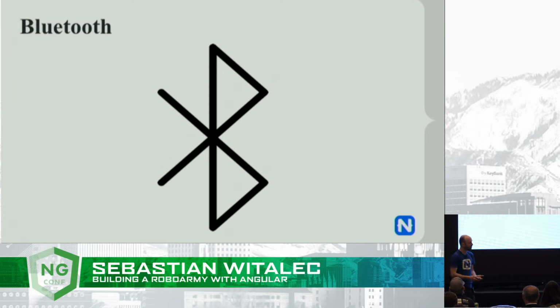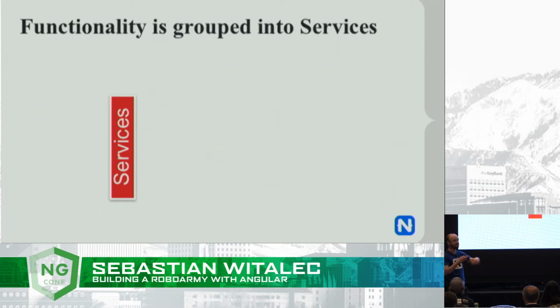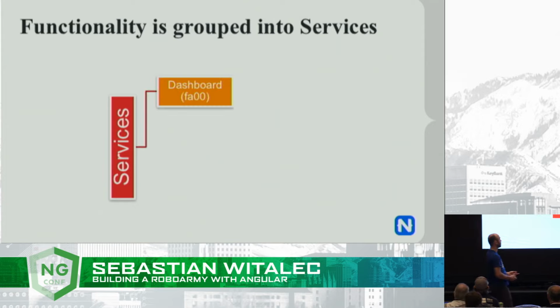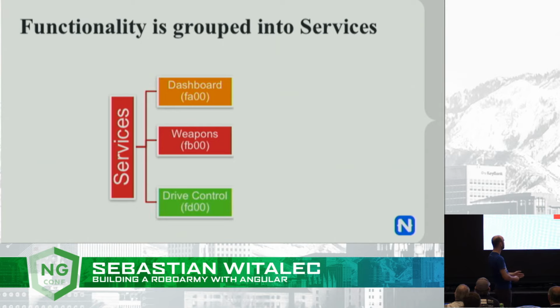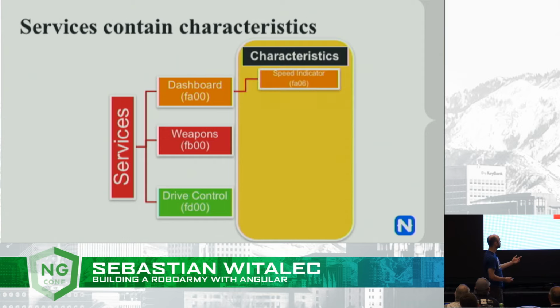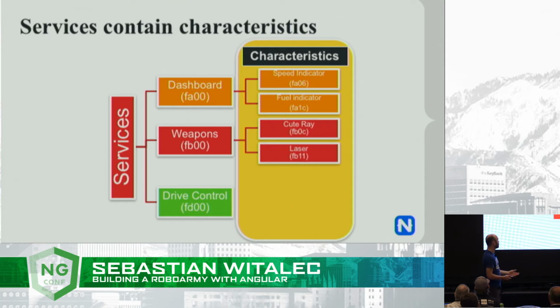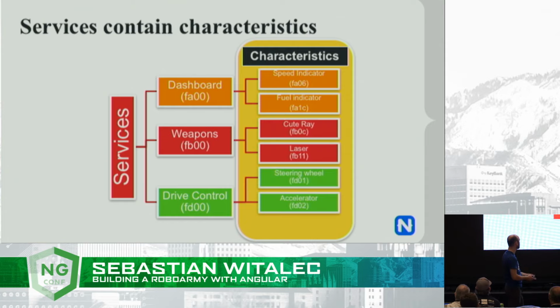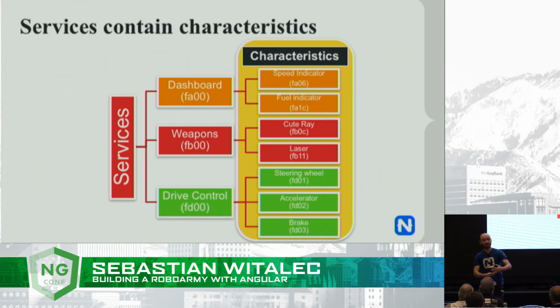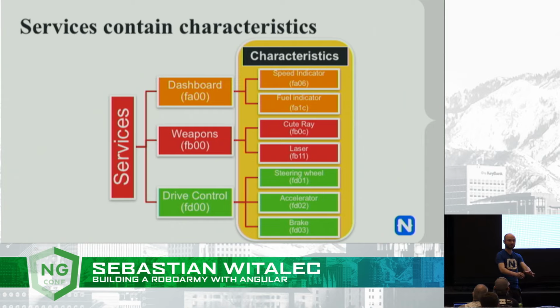And the way Bluetooth actually works is you divide its functionality into a bunch of services. So you have a dashboard service, a weapon service, and a drive control service. And each of those services is then divided into a bunch of characteristics. So for dashboard, we would have, for example, a speed indicator and a fuel indicator. For weapons, we have a cute ray and a laser, and for drive control, we have steering wheel, accelerator, and brake. So you use those characteristics to either read data or push some instructions, right?